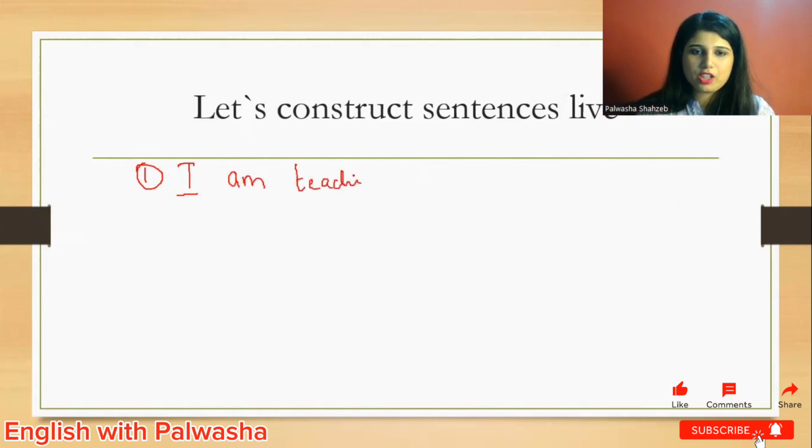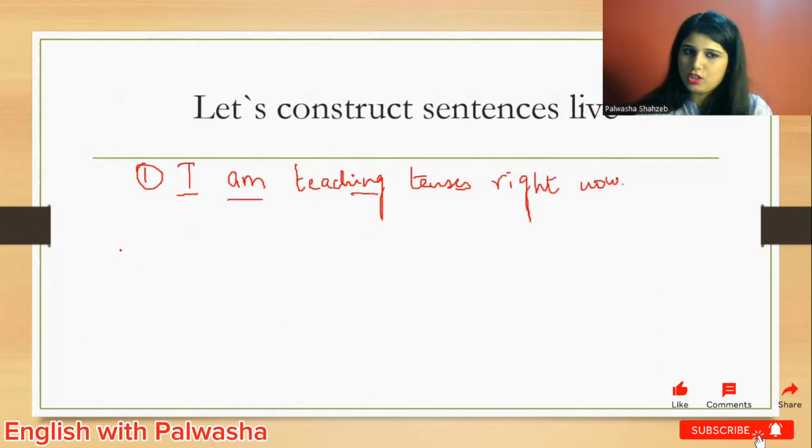I am teaching tenses right now, right? I'm teaching tenses right now. This is the current situation I'm doing it. I'm helping verb, teaching ing. Clear? Okay, now let's make with he, she, it.